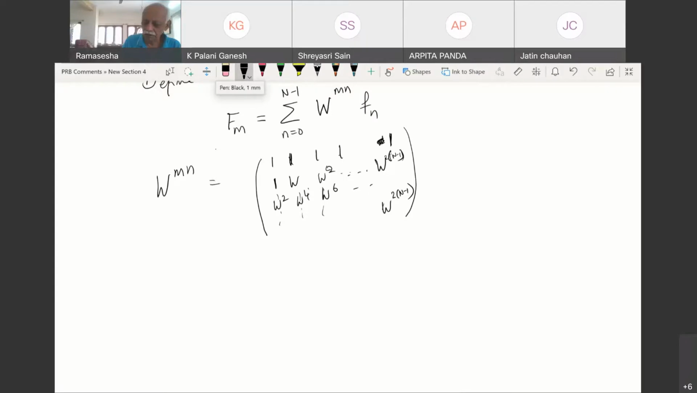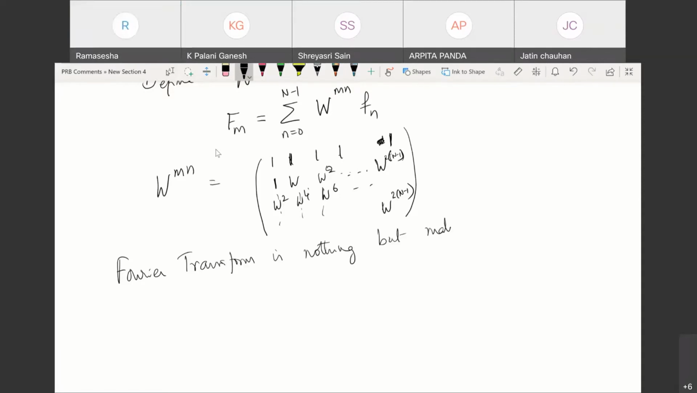Okay, so the entire thing is like a matrix multiplication. Okay, so the Fourier transform is nothing but a matrix multiplying into a vector.